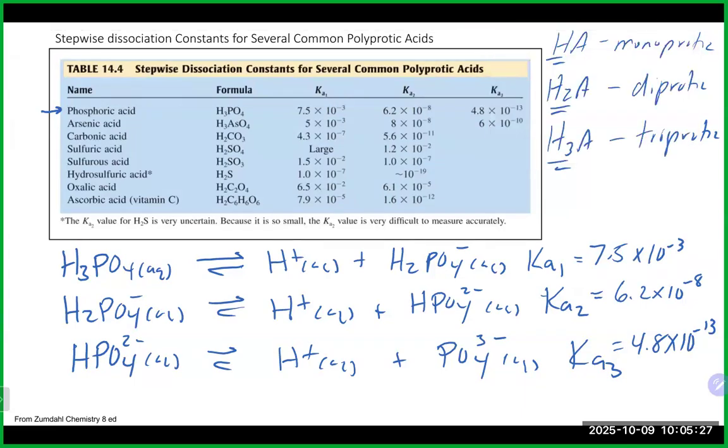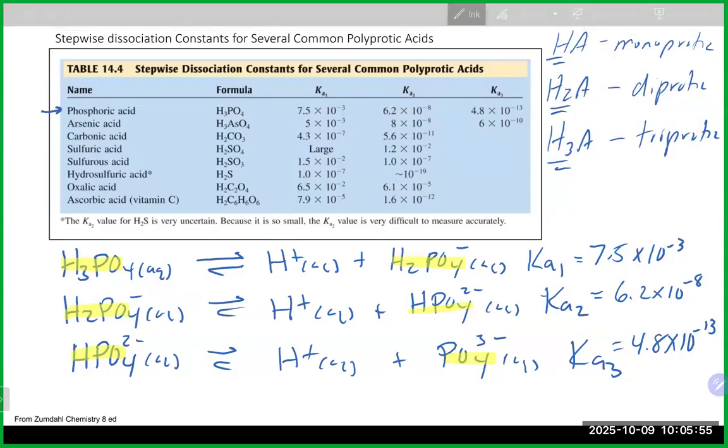It's what maintains our Bronsted-Lowry acid and conjugate base pairs. So this species and this species are a pair, and again the only difference is one H plus. This one and this one are a pair, with only one H plus difference. And this one and this one are a pair, again only one H plus. This is why H3PO4 and PO4 3 minus are not acid-conjugate base pairs.